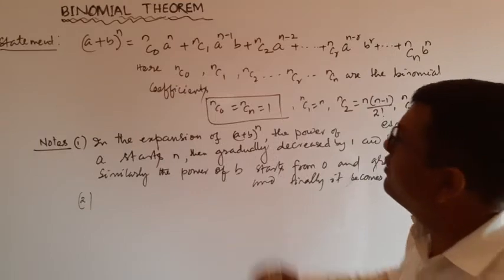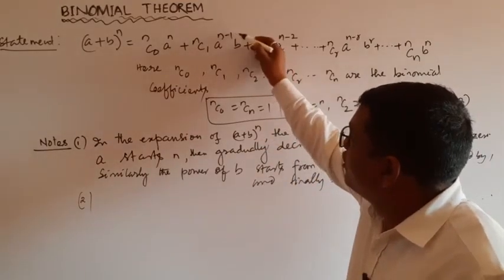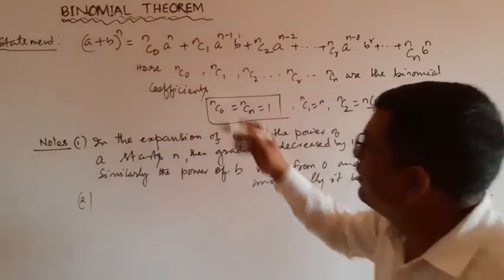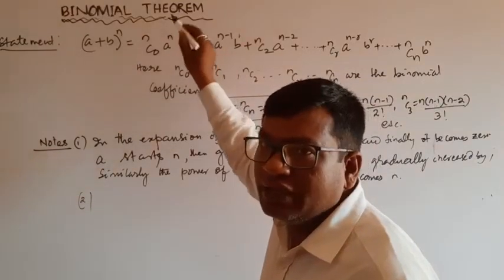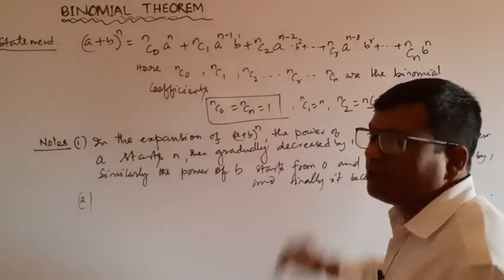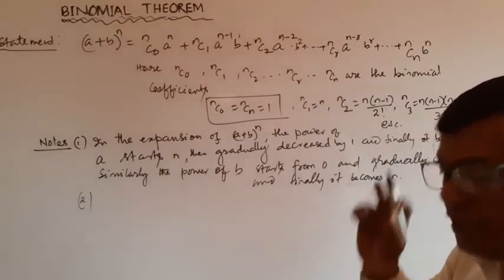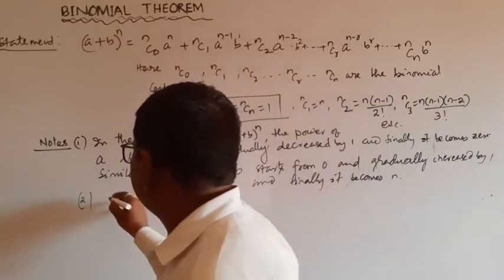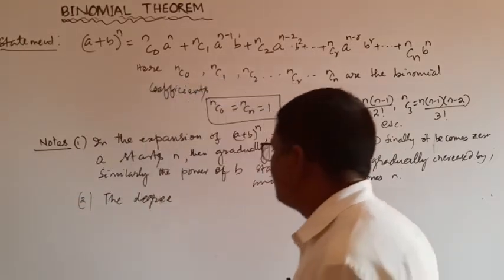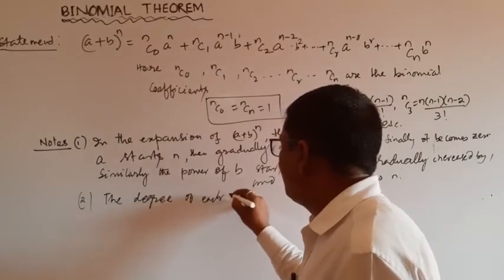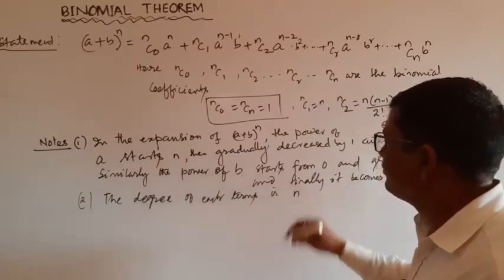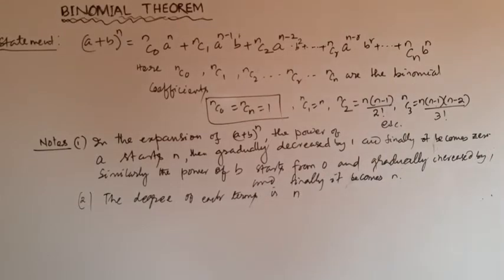Note 2: the degree means the sum of the powers. If a has power n minus 1 and b has power 1, adding these two gives n. For b to the 0, 0 plus n gives n. For b square, power 2 and a power n minus 2, adding gives n. The degree of each term is n.